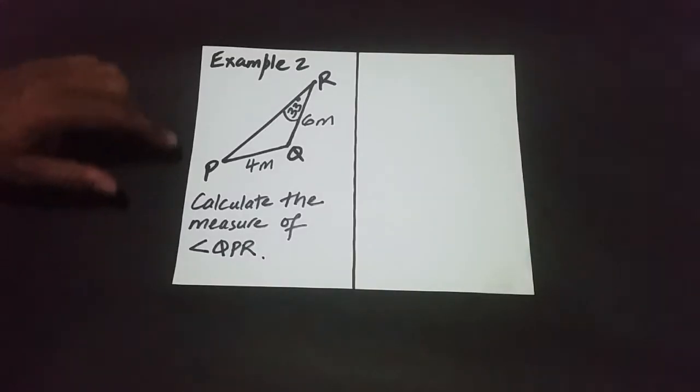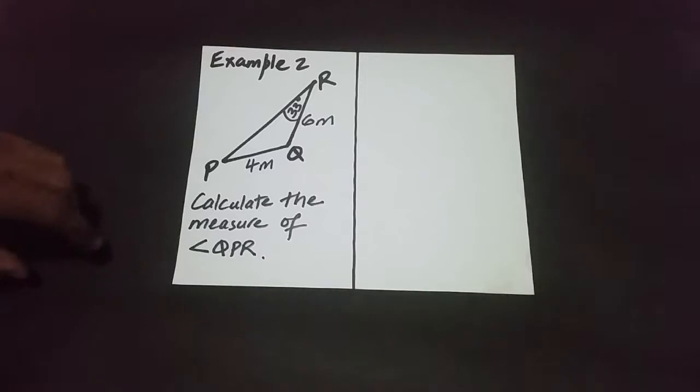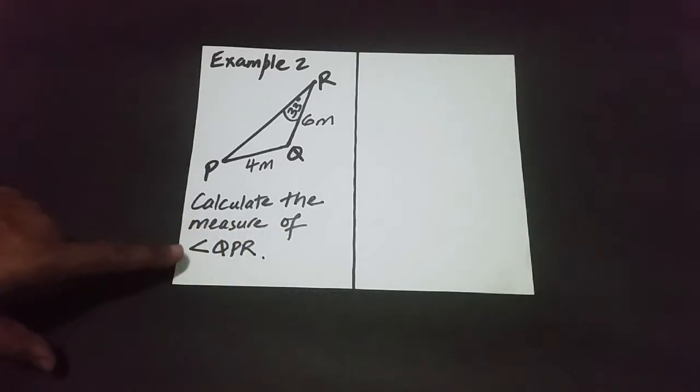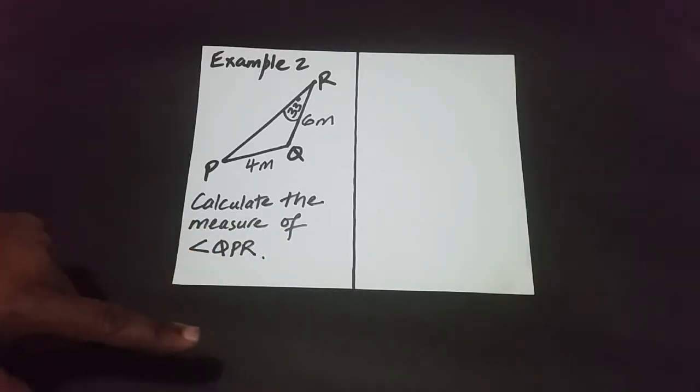Alright guys, welcome back, and here it is, our second example, where we're going to be applying the sine rule to answer this question. Now, the first thing off the bat is just observing what it is they're asking us to find. It says calculate the measure of angle QPR, and that means our answer should be in degrees.